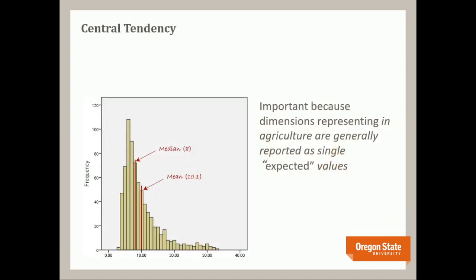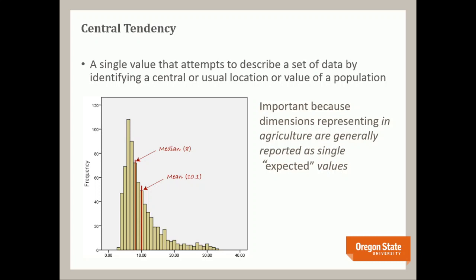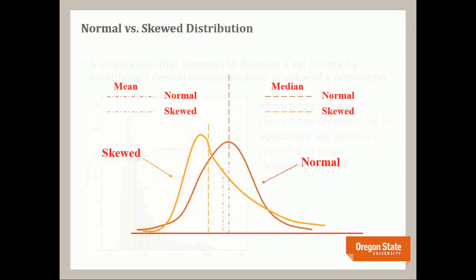What is central tendency? It's important because measurements in agriculture are generally reported as a single expected value. It is a single value that attempts to describe a set of data by identifying a central or real location or value of a population. Normal versus skewed distribution, two diagrams. The central red line describes the normal distribution, where mean and median values are at the central position, and the skewed is far away from the normal point or from the mean position.